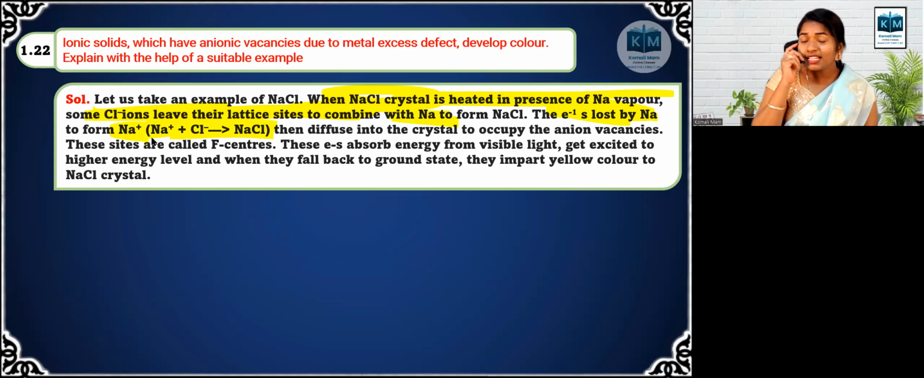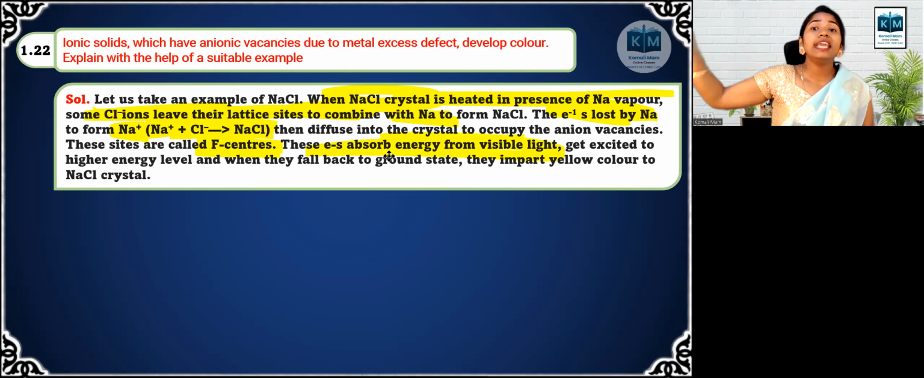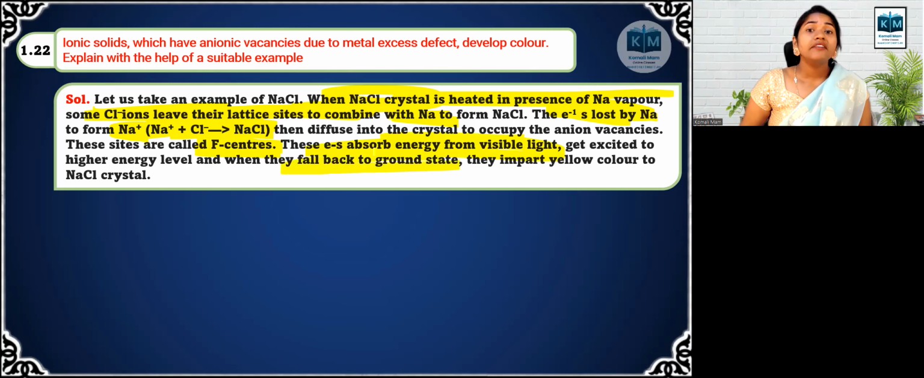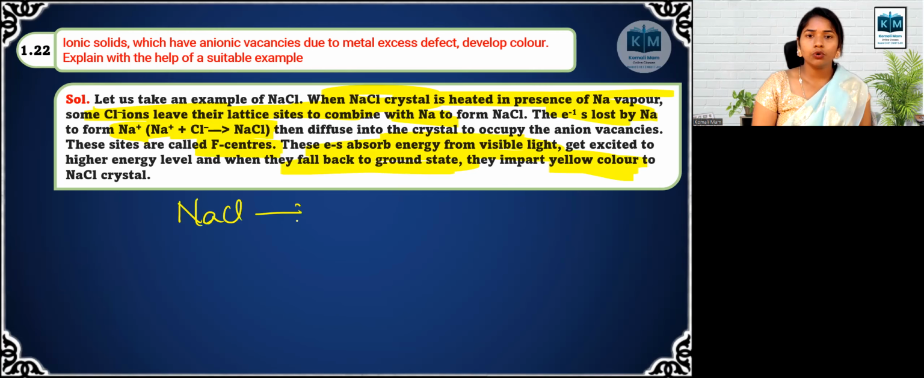Whatever site the Cl- left, that is called an F center, and it is occupied by the electrons. Now this electron absorbs the visible radiation and goes to the excited state. It is not stable. Again, it comes back to the ground state. When it comes back to the ground state, it emits the color. That color will be yellow. So NaCl shows yellow.